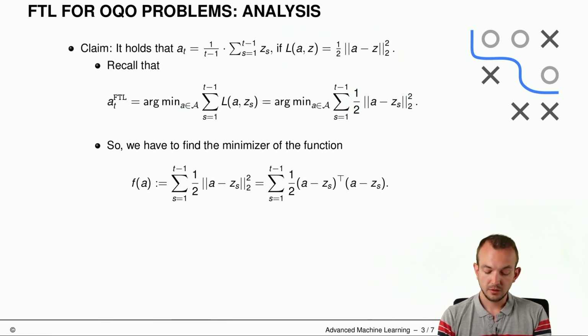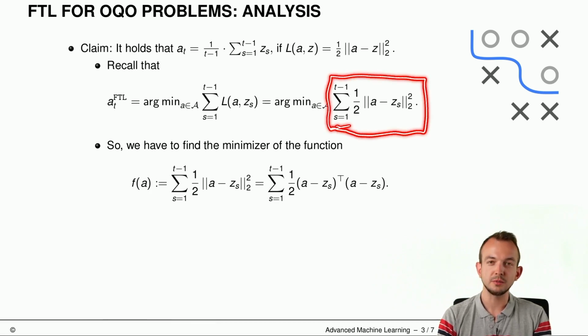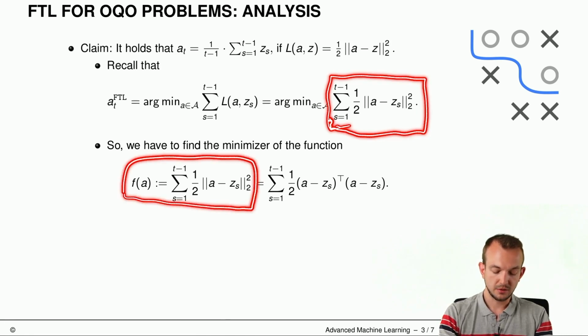And well, what we have to do in order now to find this minimum here, is essentially we specify this term here, this cumulative loss, this cumulative quadratic loss to be more precise, as a function of a which we want to minimize. Yeah? So we seek to minimize this function f with respect to a over the action space.